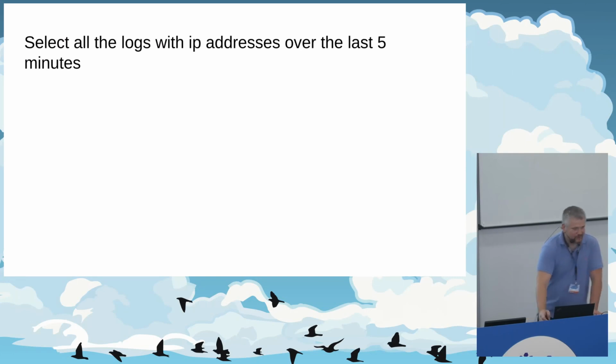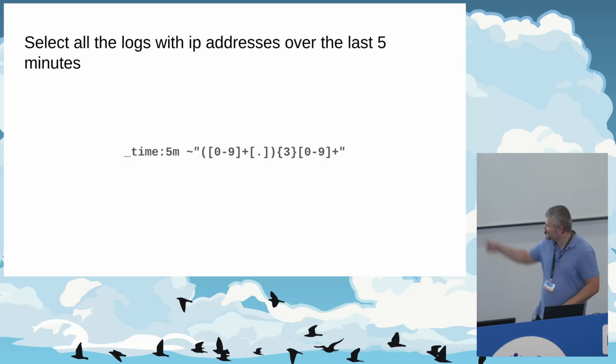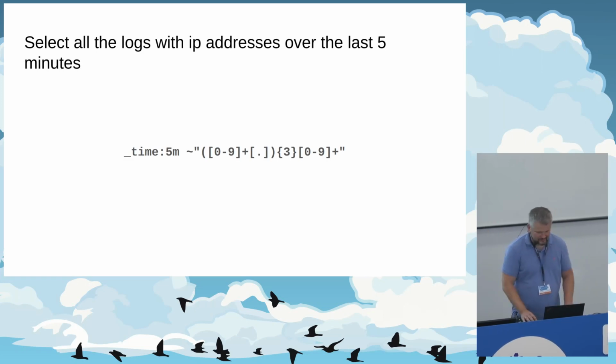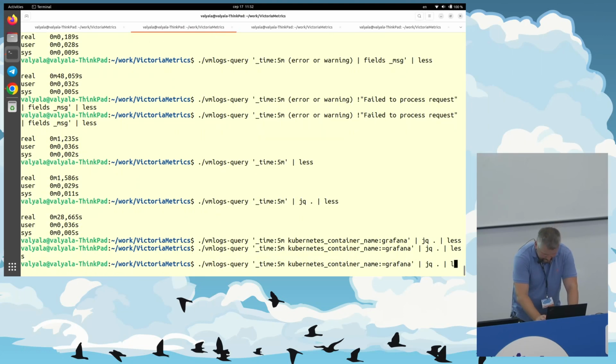How about selecting all the logs which contain some IP addresses over the last 5 minutes? An IP address can be expressed as a regular expression like this one, and in this way we can select all the logs which match this regular expression, and this means that they contain some IP address. Let's run it.